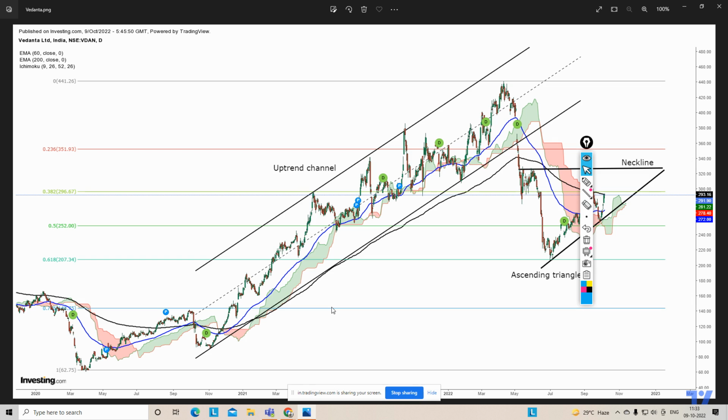So let's finish up quickly a video on two stocks. One is Vedanta and the other one would be SRF. Starting with Vedanta, this is Vedanta's daily chart, cash chart.